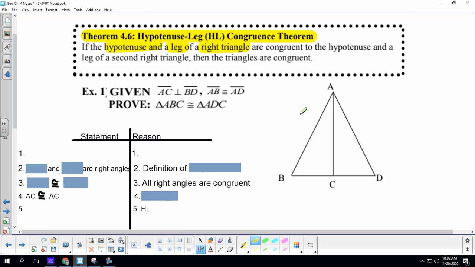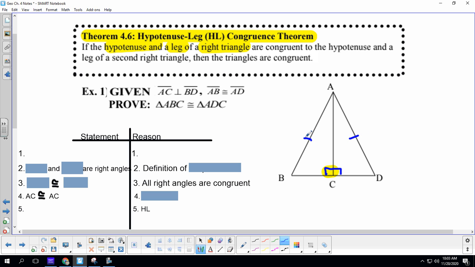Okay, so let's take a gander at that situation with this example. We have our ABD triangle. We are given that AC is perpendicular to BD. Let me get a pen, not a highlighter. And that AB is congruent to AD.